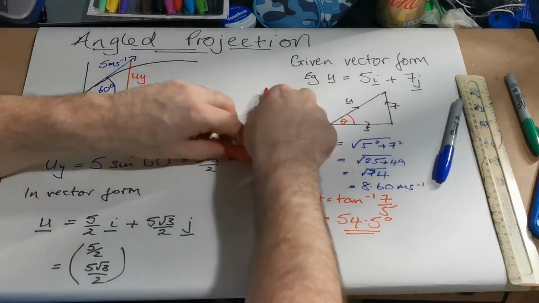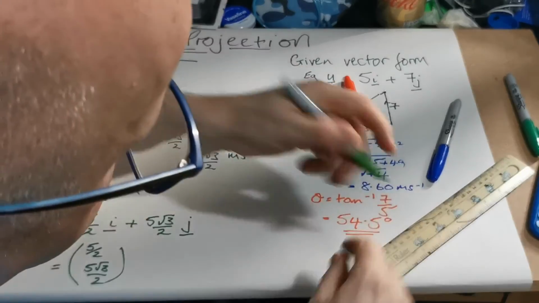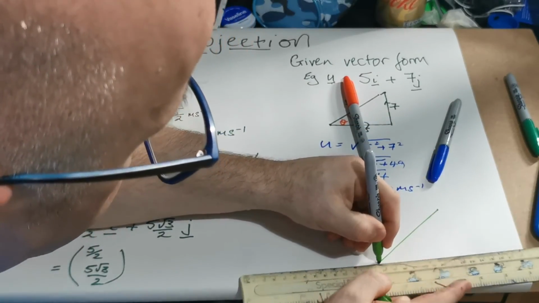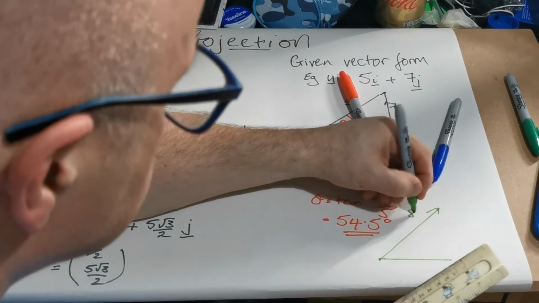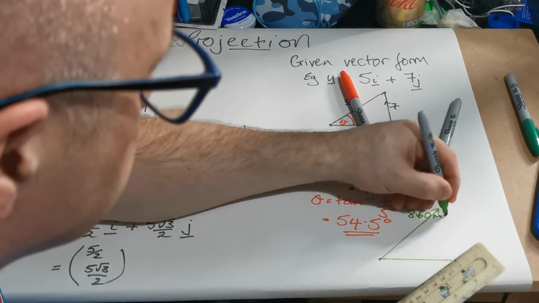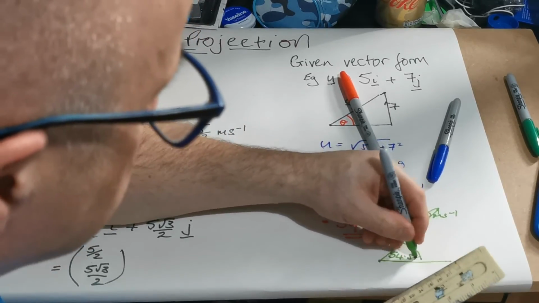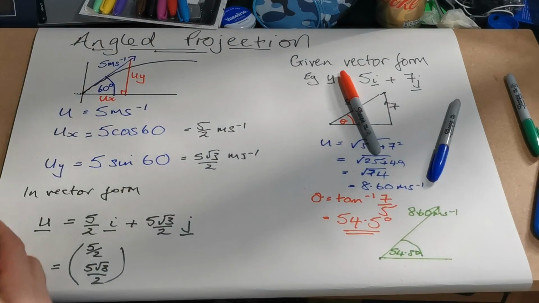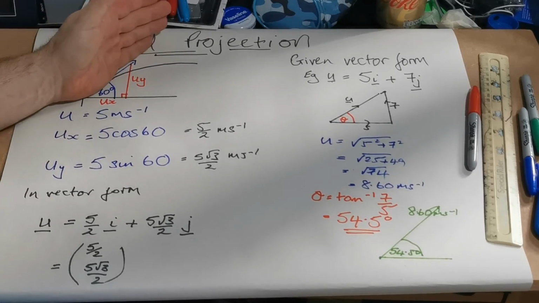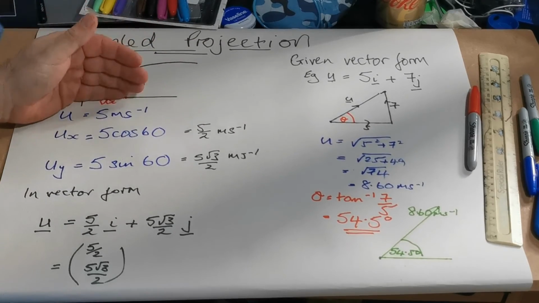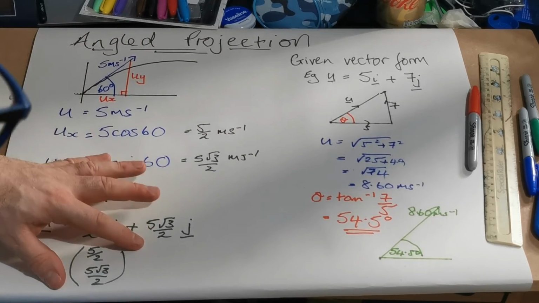So what you can tell then is that the object is being projected with an initial velocity of 8.6 at an angle of 54.5 degrees. So it's just really working backwards. Here we started off with a projection and with a velocity and the angle, or even a speed and the angle, and we worked to find the vector form of the velocity.